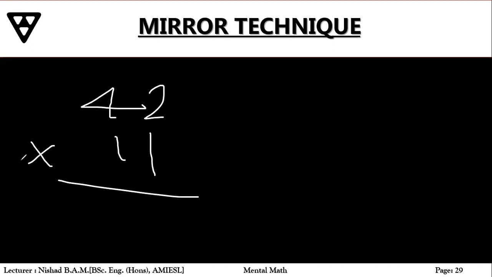So we have learned most of the techniques so far, from when the class started up to now. We have learned a lot of techniques and tricks. Let's practice them one by one, right? So what is the answer for this one? 42 times 11, how much is it? Can you answer that?